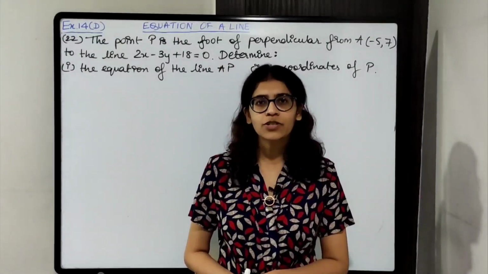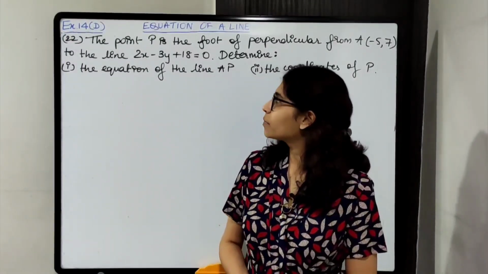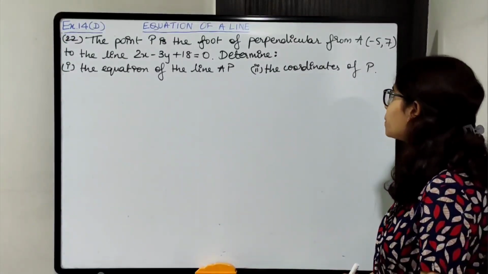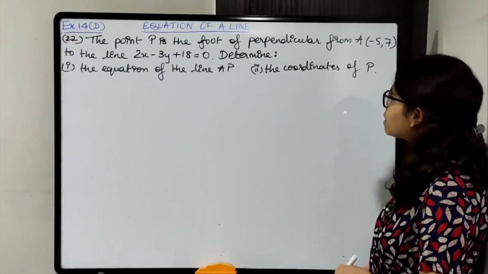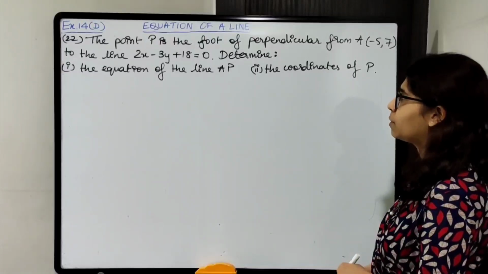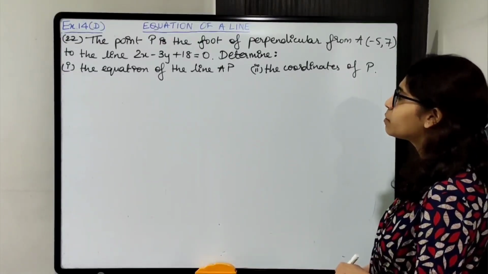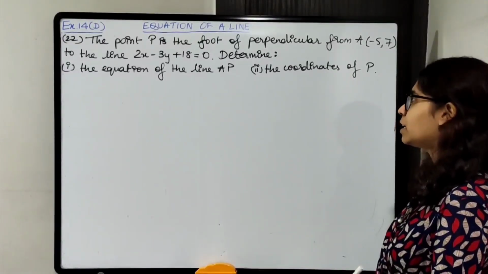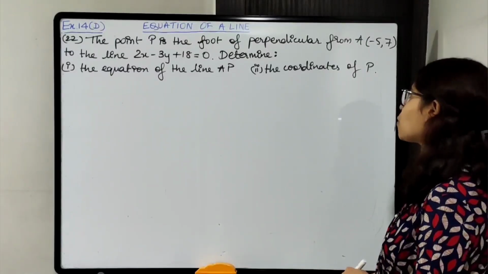Moving on to the next question, question number 22. The point P is the foot of the perpendicular from A (-5, 7) to the line 2x minus 3y plus 18 equal to 0. Determine first part, the equation of the line AP, second part, the coordinates of P.